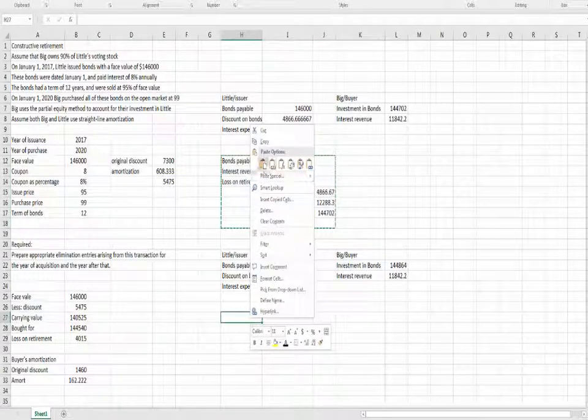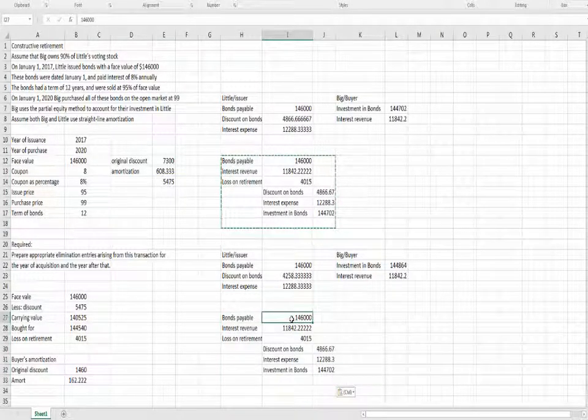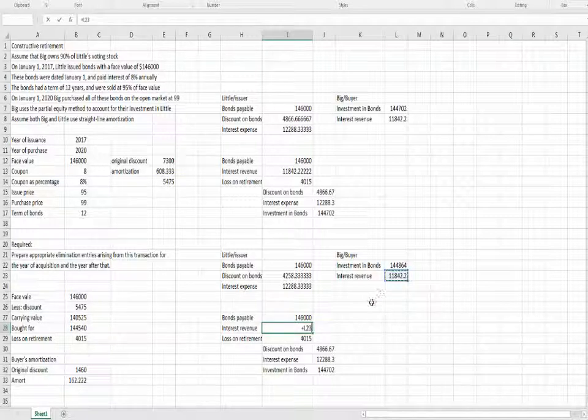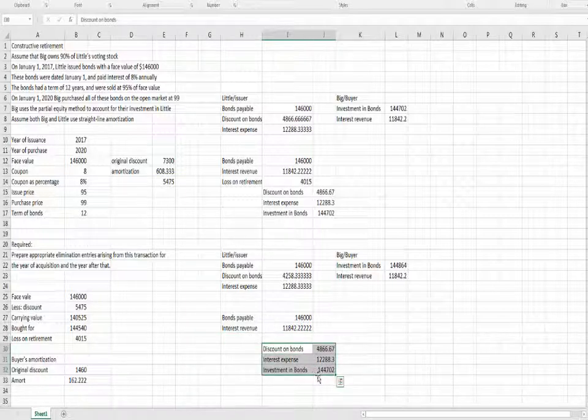Some of these we'll have to amend, but will largely be okay. So bonds payable, same as it was before, 146. Interest revenue, same as it was before. We're going to have to get rid of that. In fact, I'm going to scooch these down a line. The discount on bonds, that's changed a little bit. Interest expense, same as it was before because we're using straight line amortization. The investment in bonds has changed a little bit as well.